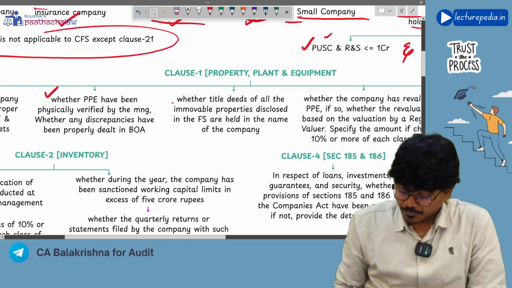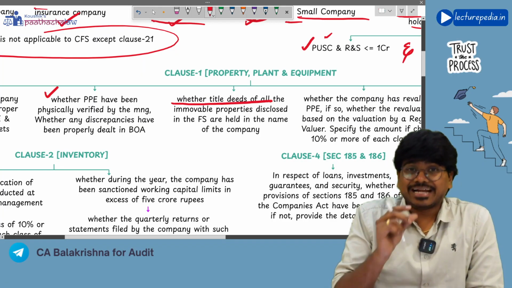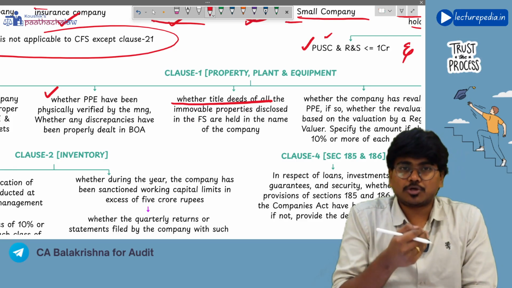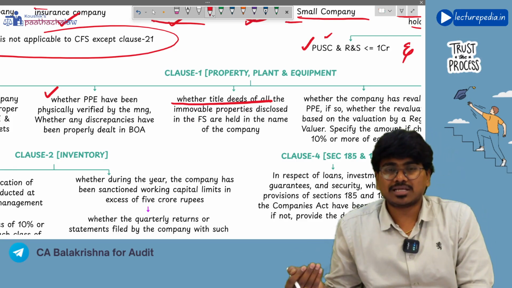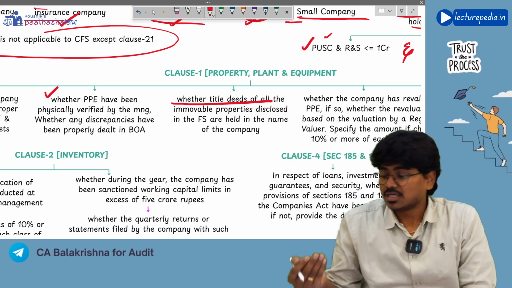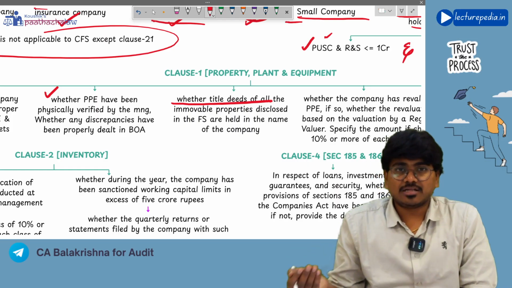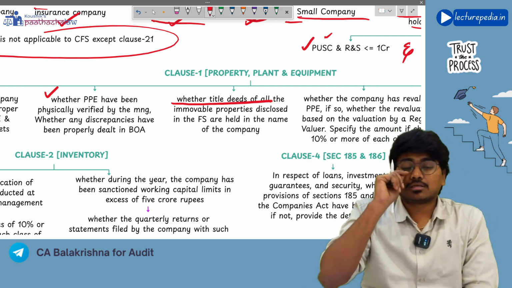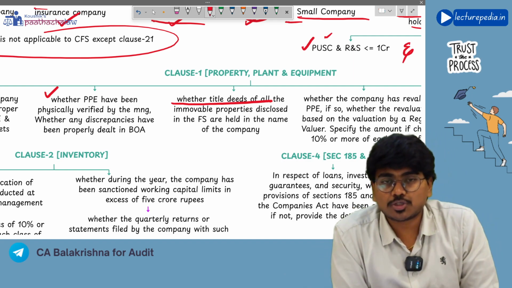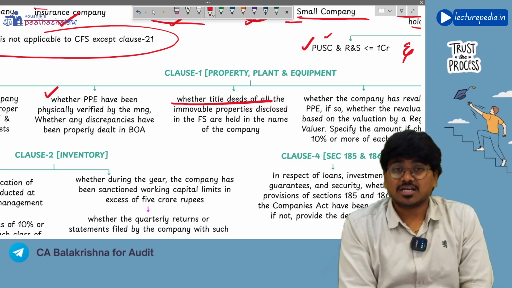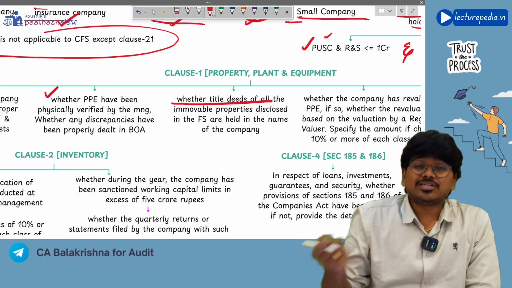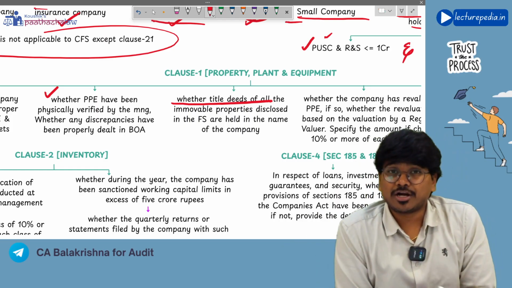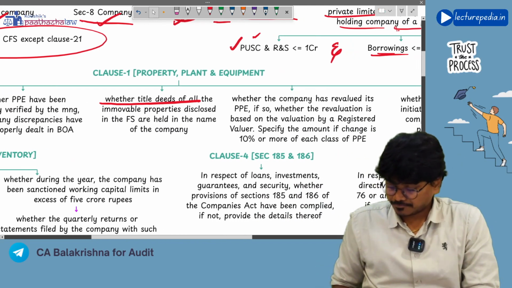Next, coming to immovable property. The title deeds of immovable property should be in the name of the company, because if immovable property is shown in the balance sheet, in the books of accounts, then in the title deed the company should be the owner, correct or not? So that is the third thing that the auditor will see with respect to PPE clause 1. If at all the title deeds are not in the name of company with respect to immovable property like land or building, then auditor will report it here.